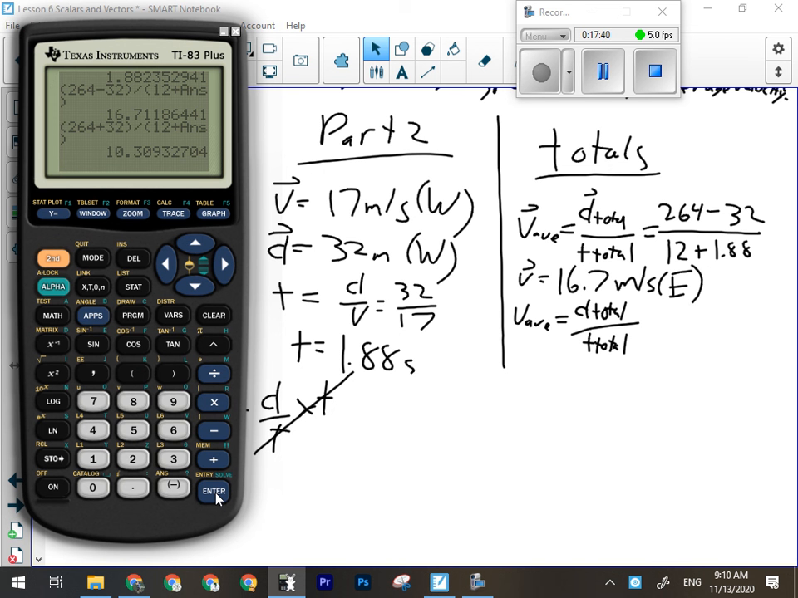Oh, it took the answer. It took this answer. That's why it didn't work. Okay, sorry. I can't just do that because I had answer in there. All right. So 264 plus 32 divided by 12 plus 1 point. Oh, I'm gonna lose it. 88234.